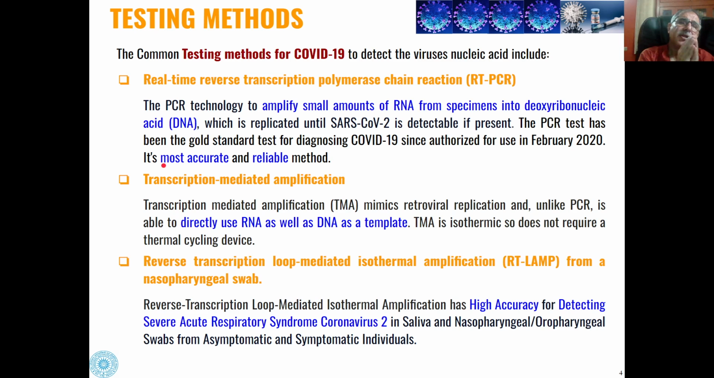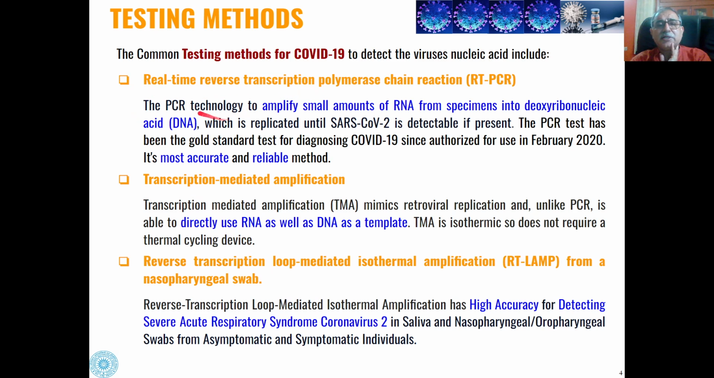Now, there are many methods available for testing COVID-19, but the most effective and common methods are these three. One is RT-PCR, real-time reverse transcription polymerase chain reaction. Second is transcription mediated amplification, which is called the TMA test. Then RT-LAMP, reverse transcription loop mediated isothermal amplification. So these are the three most effective and most commonly used methods for the detection of COVID-19.